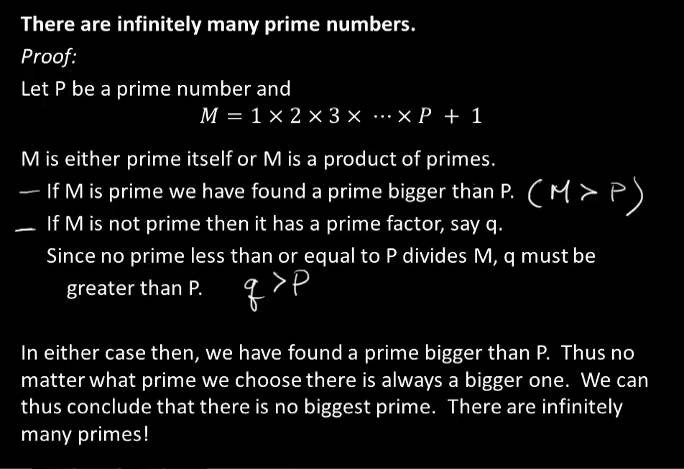In either case, then, we have found a prime number bigger than P. Thus, no matter what prime we choose, there is always a bigger one. We can thus conclude that there is no biggest prime, and thus there are infinitely many primes.